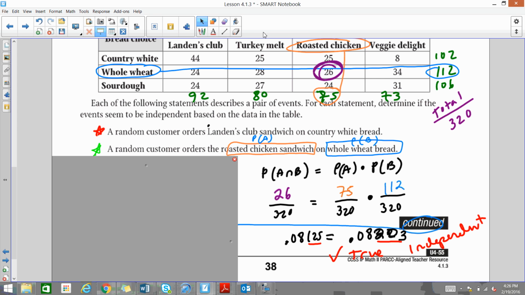So clearly, getting roasted chicken doesn't really mean that you have to get whole wheat bread. Notice how close those were. Those were much closer than the last one. So those are independent of each other, getting whole wheat bread and a roasted chicken sandwich.